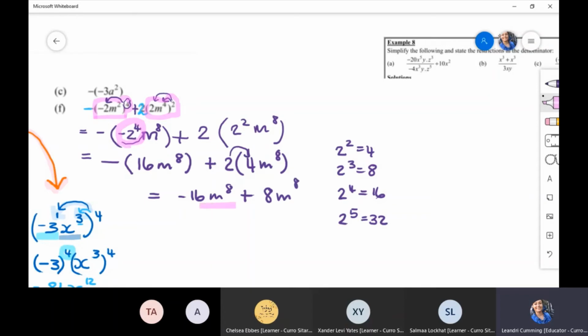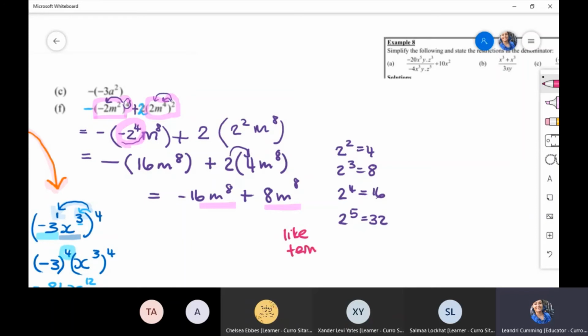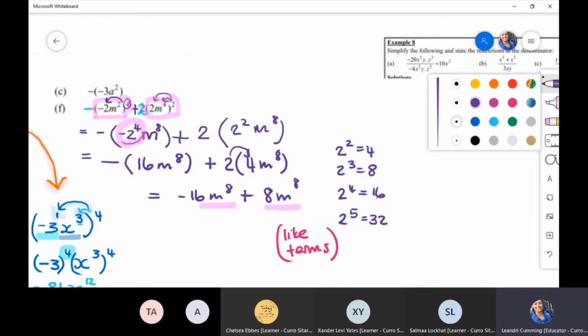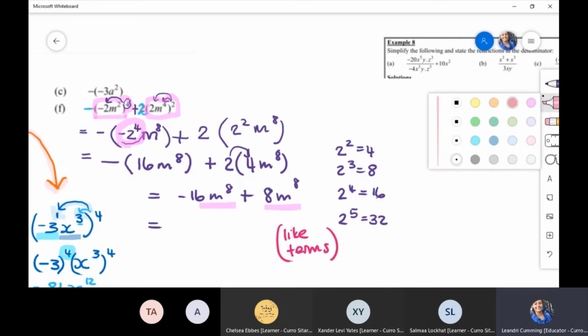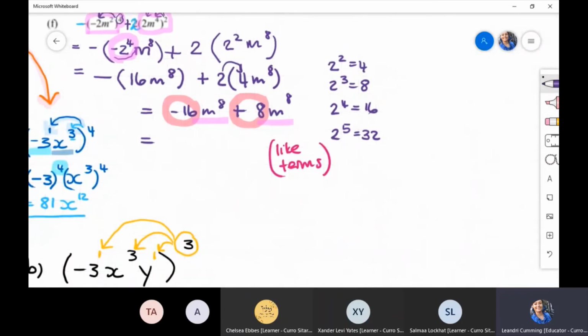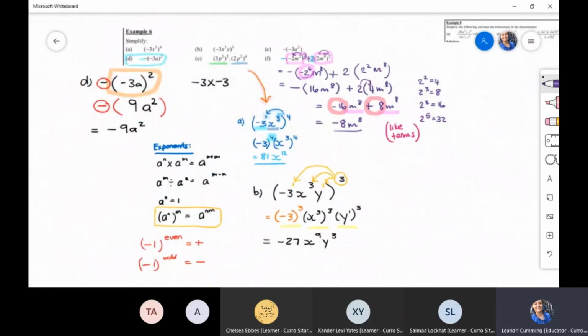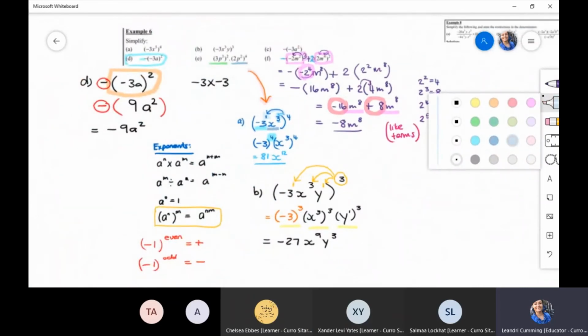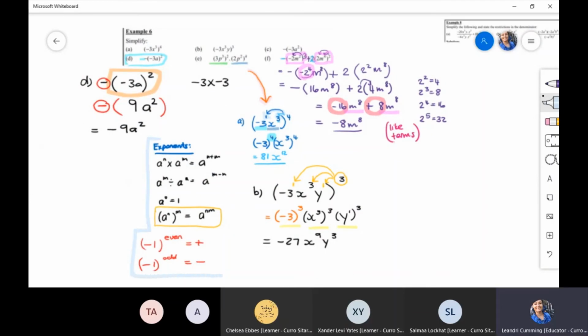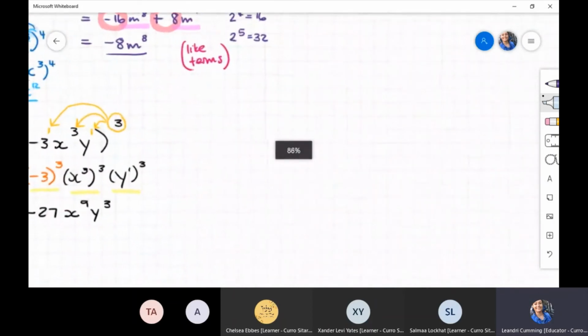And what do we have here? We have like terms. So when we have like terms, we are able to add. And in this way, we have a negative 16 plus 8. I am on my number line. I'm very negative. I become less negative. And I still have my m to the power of 8. Right. So that's basically going through all those rules that we learned in the first term. And we need to work with them very nicely so that we can apply all the rules to the product and the division. Okay, now that we've got that out of the way, let's look at the division part of things.